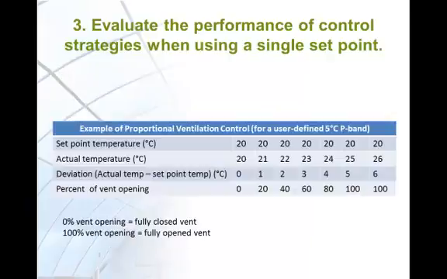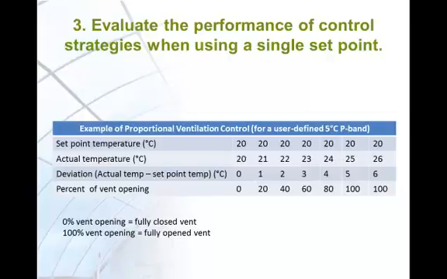This table is a continuation of our proportional control example with ventilation and a 5 degrees Celsius proportional band, or P-band in short. On this chart, you can see the set temperature is 20 degrees Celsius. On the next line is the actual or measured temperature. Third line down is the temperature deviation that was obtained by subtracting the set temperature from the actual temperature. On the bottom line is the percent of vent opening.